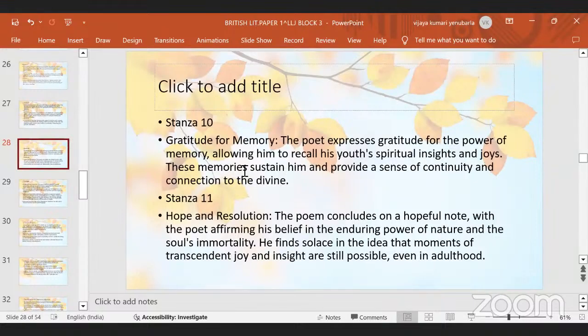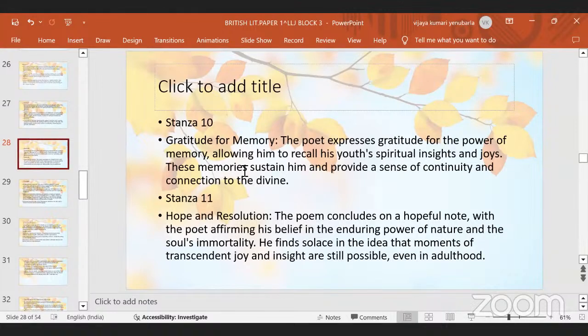So the next stanza is gratitude for memory. The poet expresses gratitude for the power of memory, allowing him to recall his youth's spiritual insights and joys. Now he is feeling happy and very thankful that he could recall his past. These memories sustain him and provide a sense of continuity and connection to the divine. So why he is expressing his gratitude is that through this memory power he can recall his spiritual insight, and now he is feeling that he is continuing his relationship and connection with the divine.